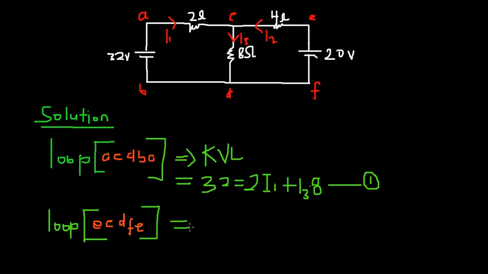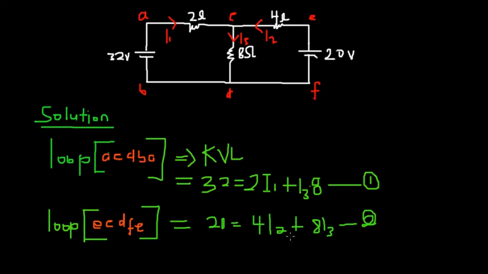Applying the same Kirchhoff voltage law, I have E C D F E. So we have 20 volts, which is equal to the 4 ohm times I2, because the current is moving in the same direction, so it's positive. So you have 4 I2. Now I3 is also moving in the same direction, so I3 is positive, so you have plus 8 I3. So you have another equation.